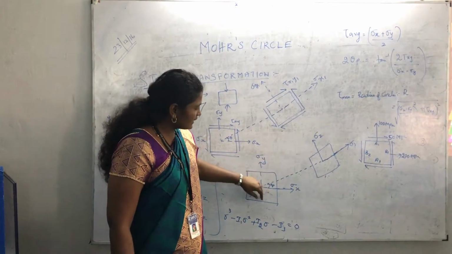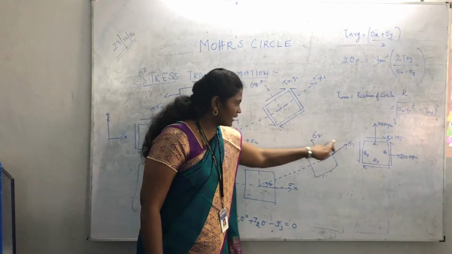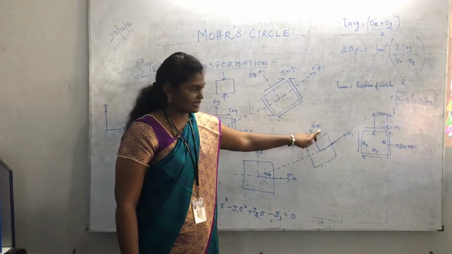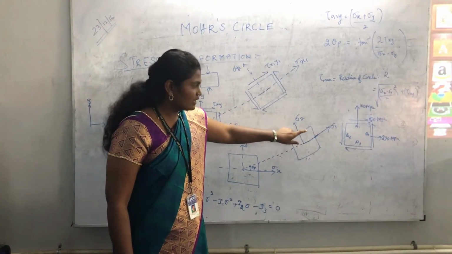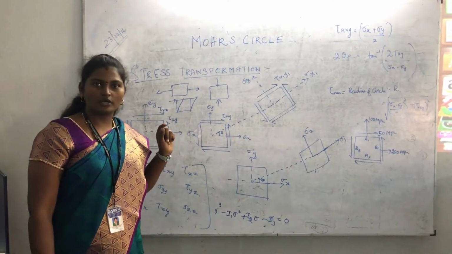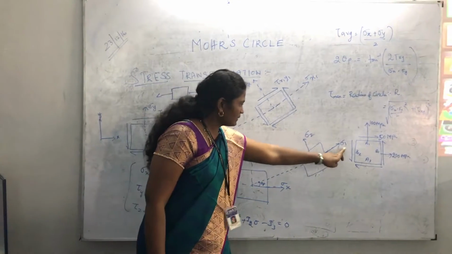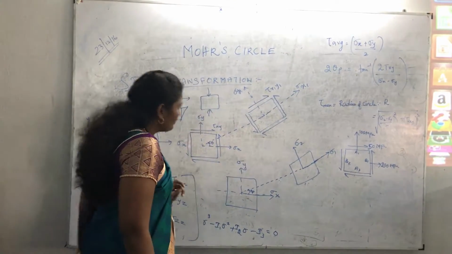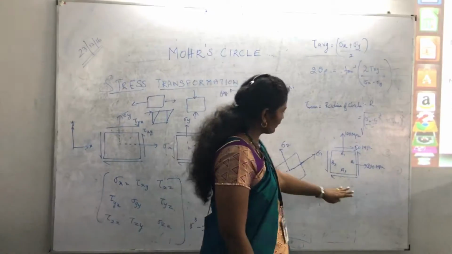Sigma 1 and sigma 2 are called the major principal stress and minor principal stress, and there won't be any shear stress. So where the shear stress is 0, that is called a principal plane: the major principal plane and the minor principal plane. Now let us look at an example.